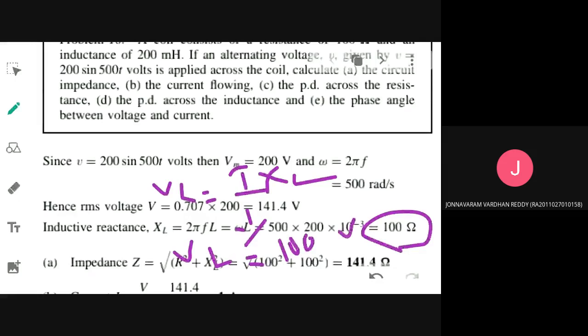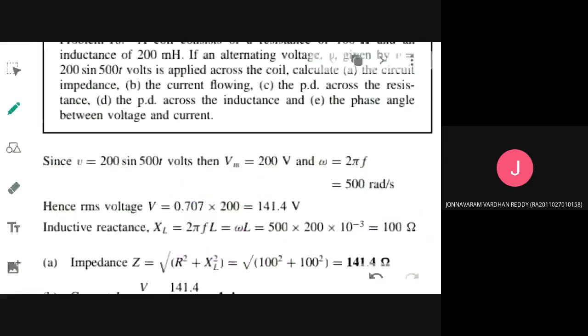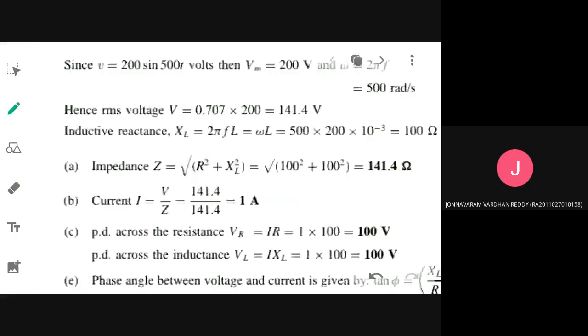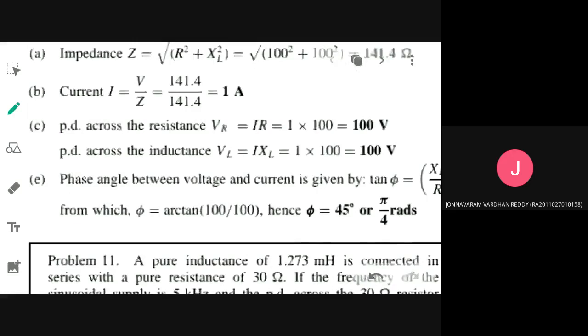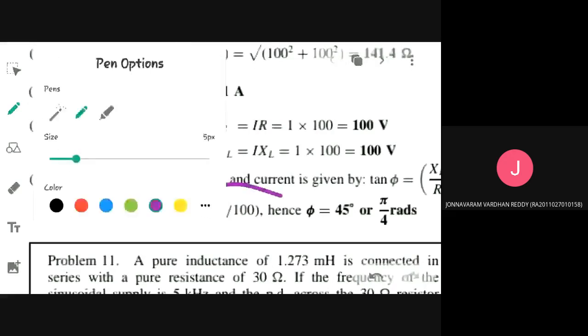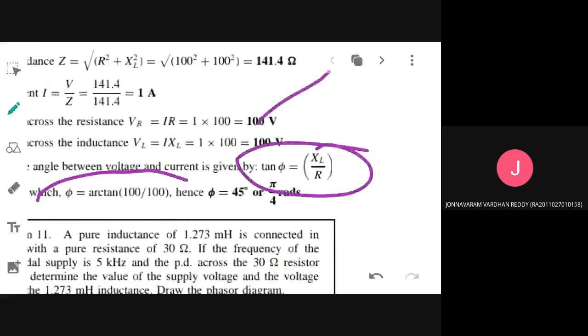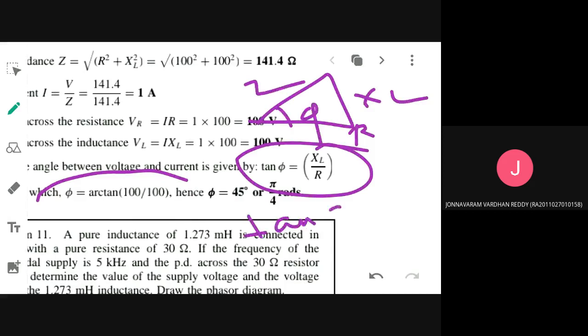Now the last thing you need to find out is the phase angle between voltage and current. Current lags voltage by 90 degrees in a pure inductor, but the formula you note it down. I think I did not give this formula. I have got this from the reactance triangle. This is R, XL, and this is your Z. So phi. What is tan phi? Opposite divided by adjacent.